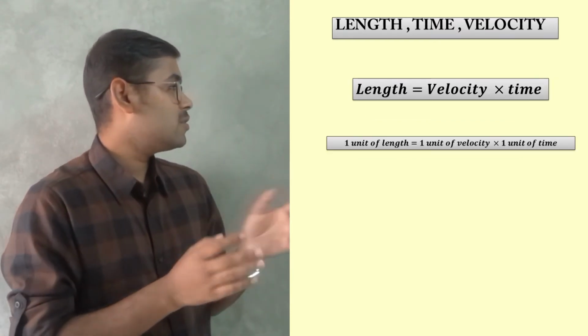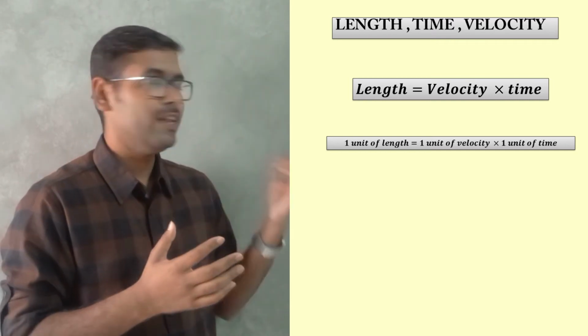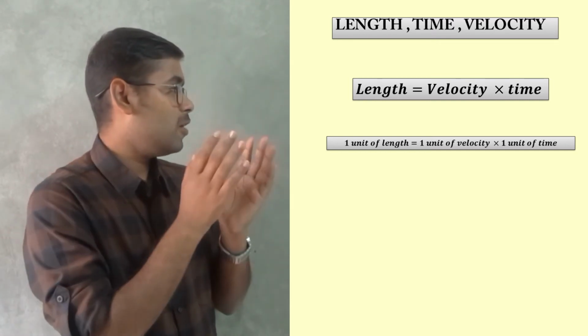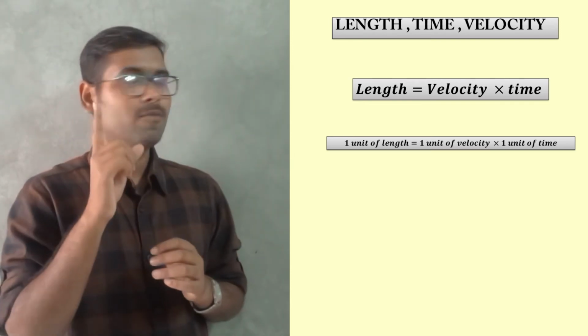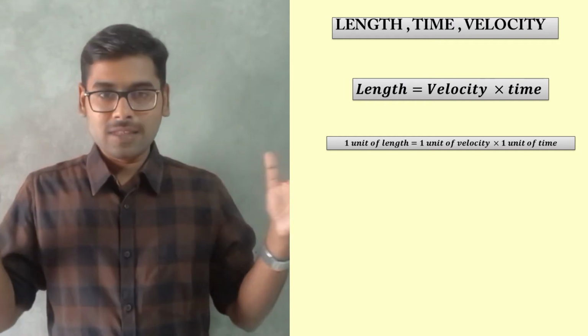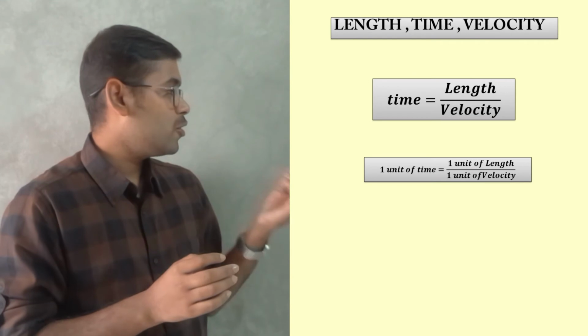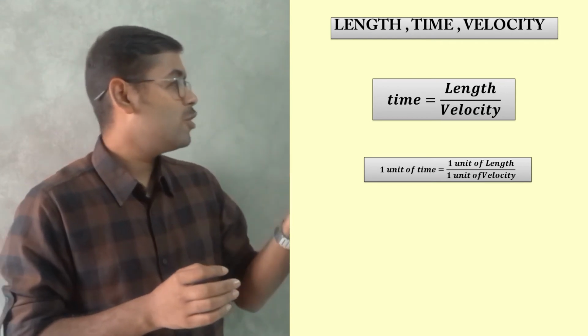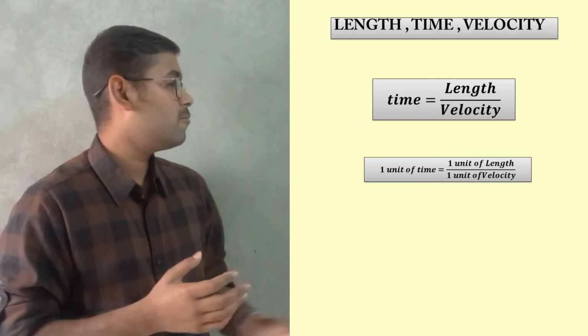Similarly, in the second case, if you define units for velocity and time, you will automatically get unit of length. How? If object of velocity 1 unit moves for a time of 1 unit, then the length that it covers is 1 unit of length. And finally, for unit of time, you only need to define unit of length and velocity. Automatically you will get the unit of time.